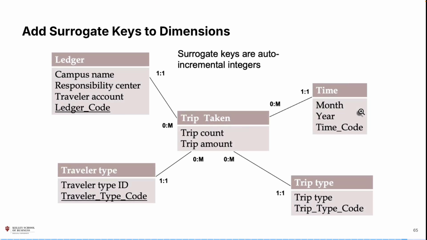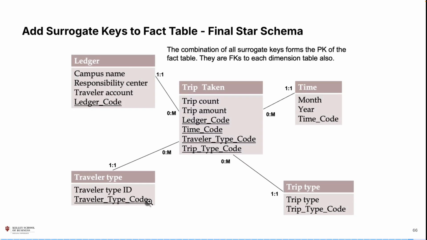The next step is to add the surrogate keys to the dimensions. Here we add the ledger code and travel type code, and these are the surrogate keys, and they are auto-incremental integers. Then we will add the combination of all these surrogate keys into the fact table, and these together form a composite primary key of the fact table. They are foreign keys, and they're connected to each of the dimension tables. In the meantime, they're also part of the composite primary key for the fact table.